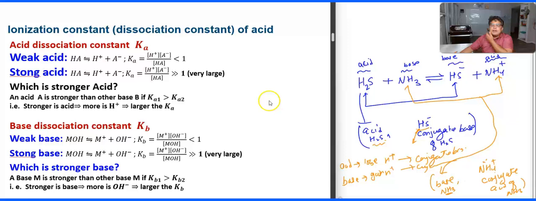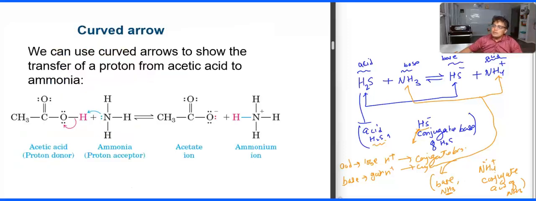This one we have already studied in the previous slide also, right? See, acid dissociation constant, base dissociation constant. If the acid dissociation constant Ka is smaller than 1, that is a weak acid. If Ka is greater than 1, very large, then that is a strong acid. Similarly for base, if Kb is greater than 1, very large, that is a strong base, and less than 1 is a weak base. So we have already studied that. If Kb1 is greater than Kb2, then B1 is a stronger base than B2, and similarly for acid also. Good. If you have any question on this, you can ask me.